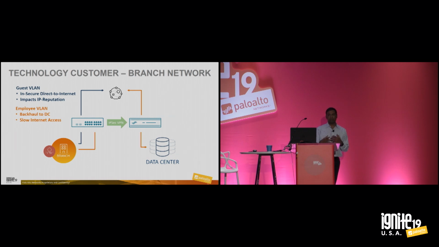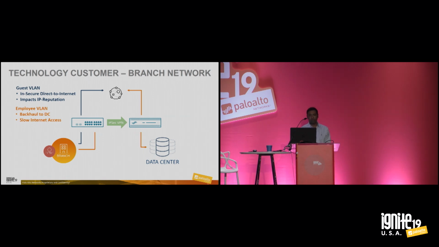So their offices look like this: at each branch location, they had a guest VLAN and then an employee VLAN in their network. So that's what this is representing, right? And then they had the data centers where there was an IPsec site-to-site tunnel between these branch offices and their headquarters. So the guest VLAN would egress out directly from the branch network out to the internet. So that's what it is.